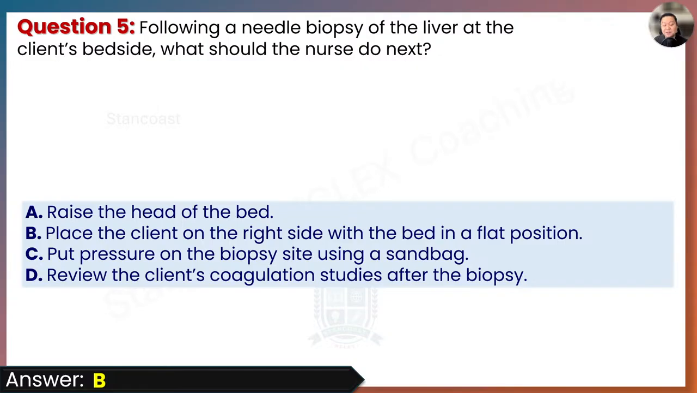It's because after a liver biopsy, positioning the patient on the right side with the bed flat can help apply pressure to the biopsy site, and it will also minimize the risk of bleeding by splinting the area. This position can also help keep the liver and the surrounding structures immobilized, and it can also reduce the likelihood of complications.